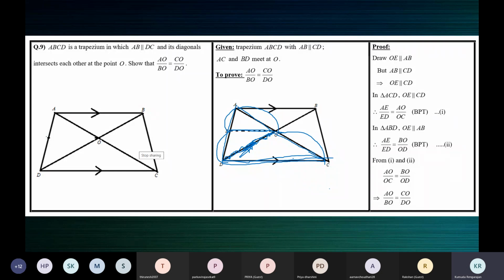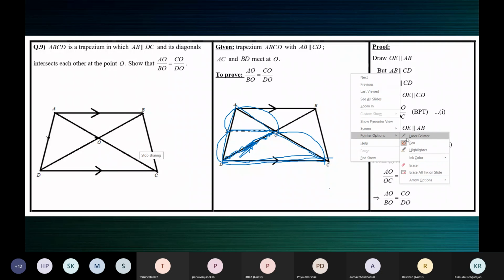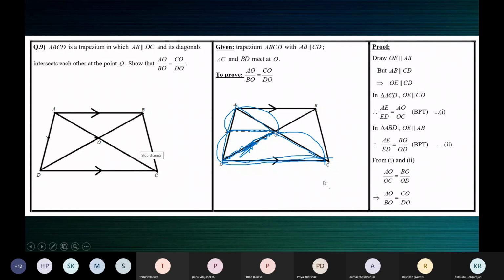Then the other triangle, which is the other triangle? I said use these two sets of parallel lines. Don't use AB parallel to CD. You cannot use AB parallel to CD. OE parallel to AB and OE parallel to CD. We just finished with OE parallel to CD. Now where is OE parallel to AB?